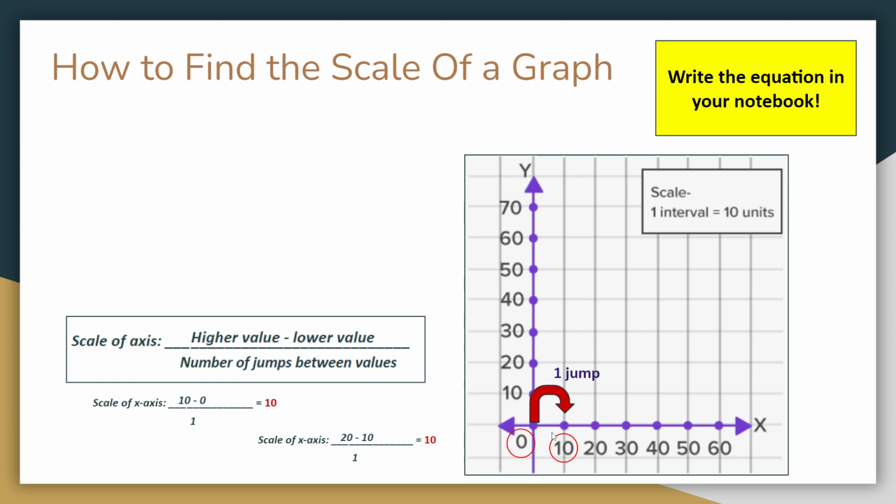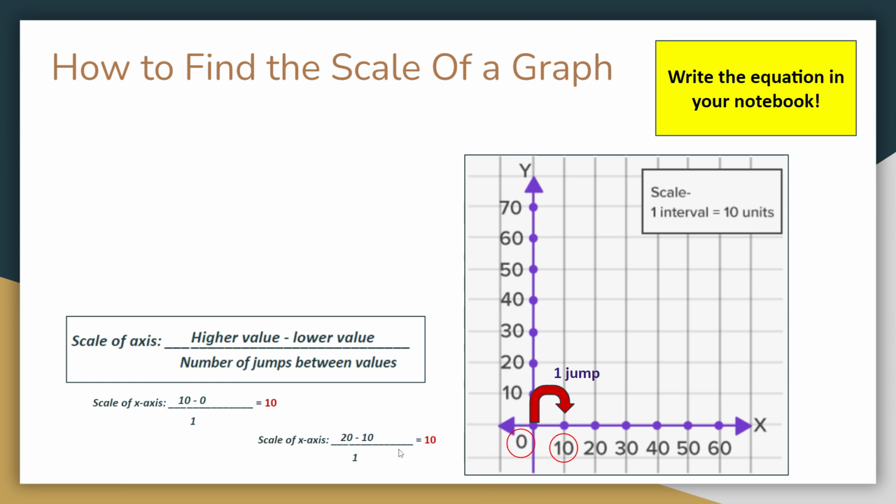So how many jumps are between 0 and 10, between intervals or dots or marks? From 0 to 10 we're doing one jump. So divided by 1. So 10 minus 0 divided by 1 is 10, meaning that on the x-axis we're moving by 10 units with each interval. One interval is 10 units.